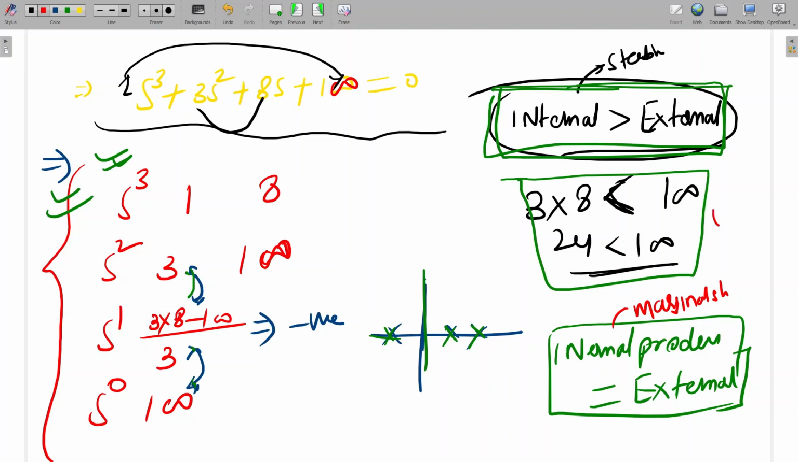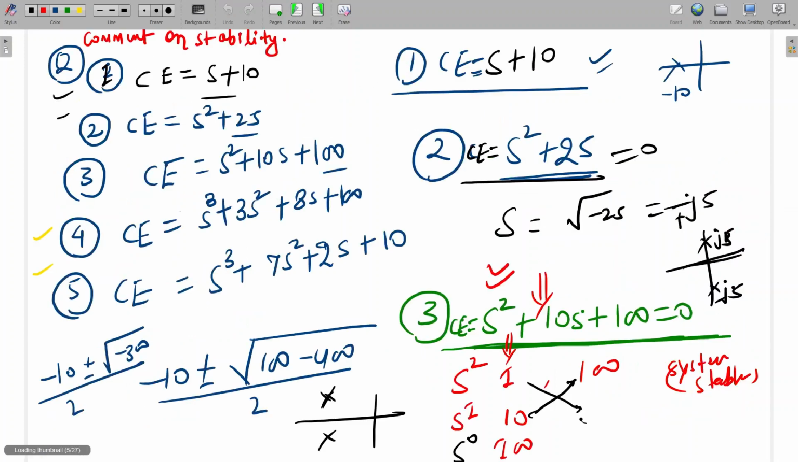Here it will be unstable. Is it clear up to now? Yes, sir. Clear, sir. Okay. So the same next question was there.